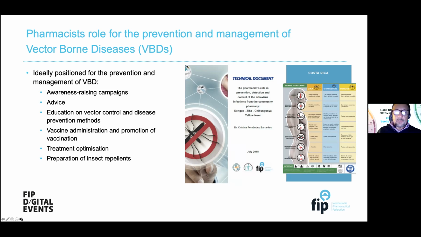Also, as Lars has fully explained, vaccine administration and promotion of vaccinations. We have a lot of work to develop in order to optimize the treatment. And besides this, in case there is not enough supply of industrial repellents, it can be elaborated in the pharmacy. Next, please.